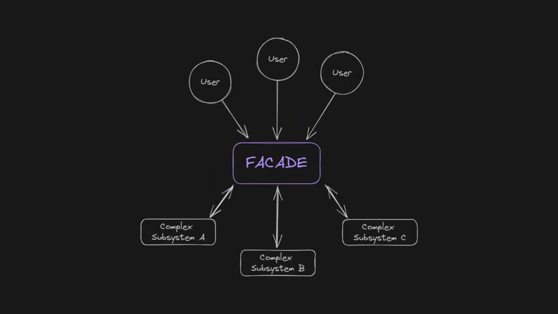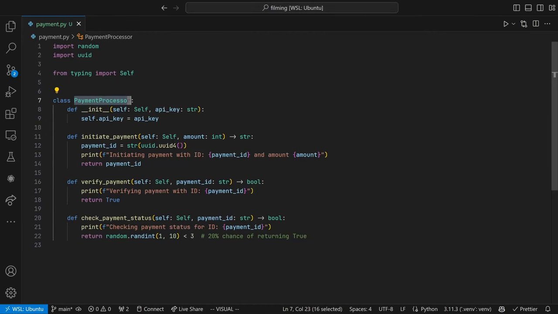You could think of the Facade pattern almost like a wrapper around one or many complex subsystems, making them easier to interact with. But that's enough talk. Let's write some code, shall we? Here is an example of a fairly generic payment processor.